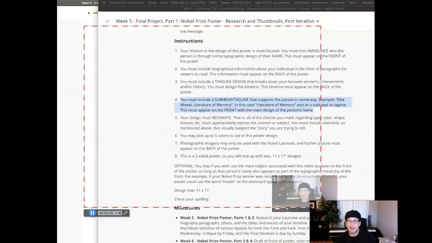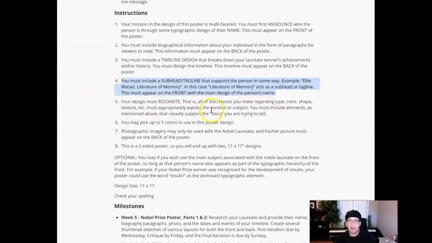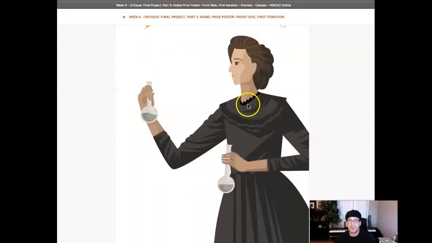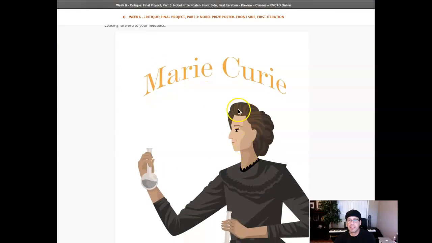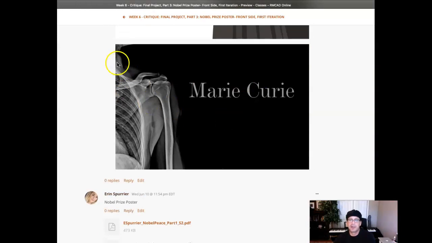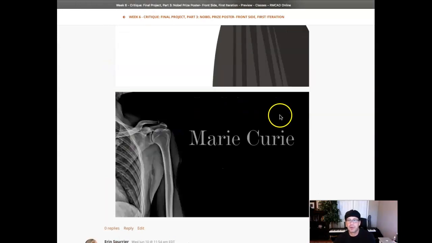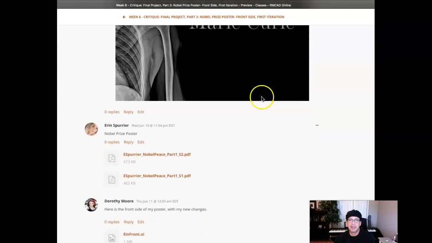Okay, so again, going through the specs. Photographic imagery may only be used with the Nobel laureate. His or her picture must appear on the back of the poster. Okay, so what do we know? We know the front is typographic only, and the image goes on the back. So this illustration here can't be used because you're creating meaning illustratively and not typographically. This can't be used because there's a photograph on the front cover, and there's no tagline on either of the examples.